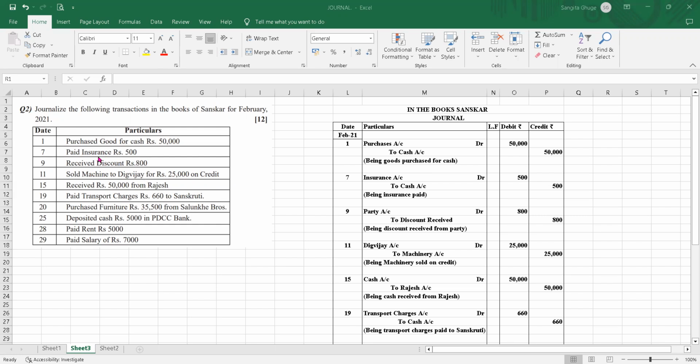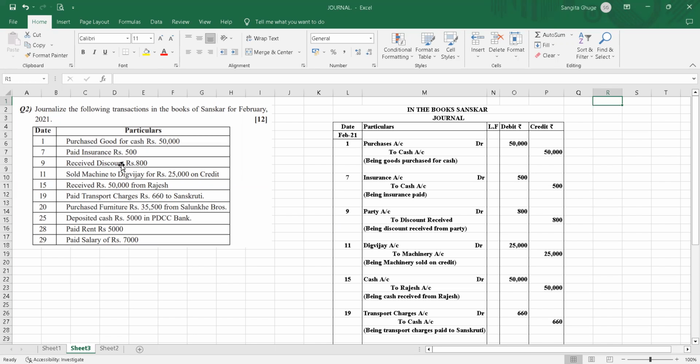The second transaction is paid insurance. See, these are some common transactions which will be there in your exams. So understand it properly. Paid insurance, that means insurance is an expenditure. So insurance account is debited and you paid the insurance. That means you paid the cash. So cash goes out, so to cash account. Amount is 500.